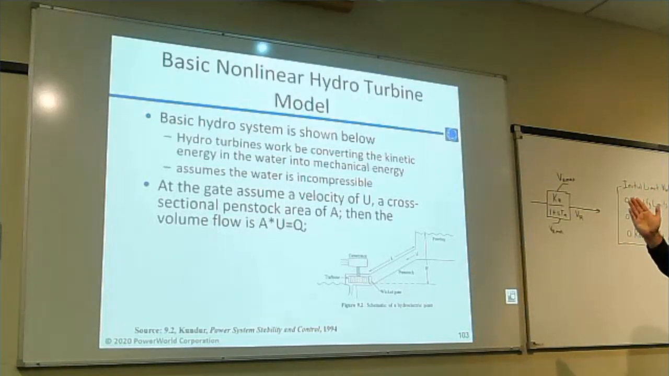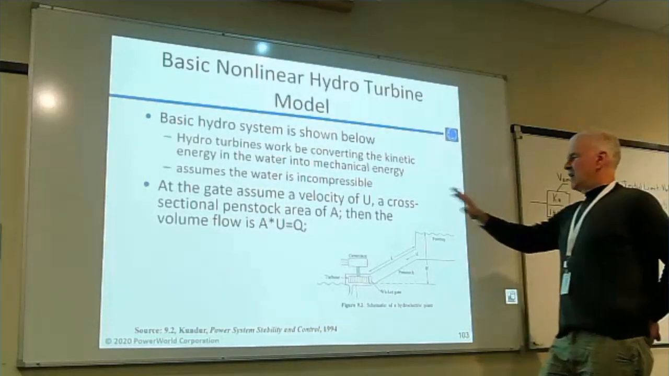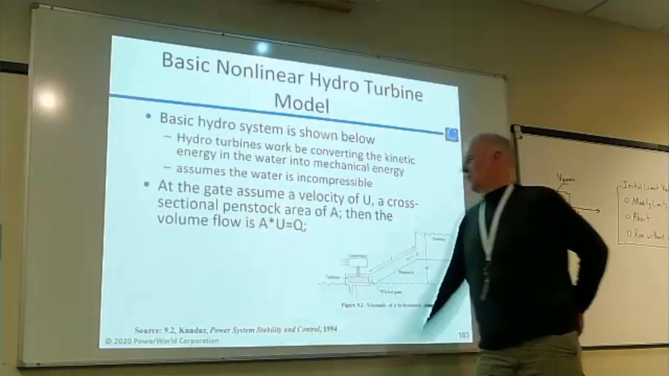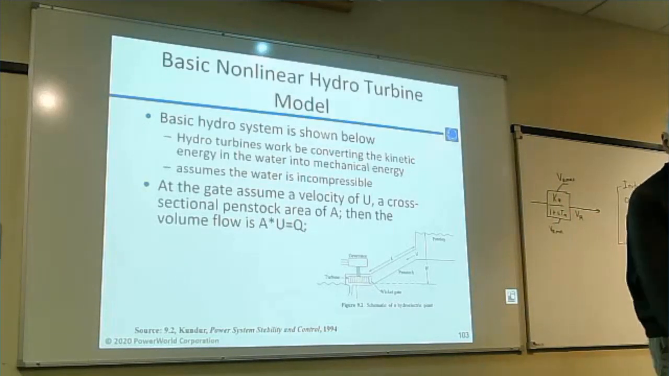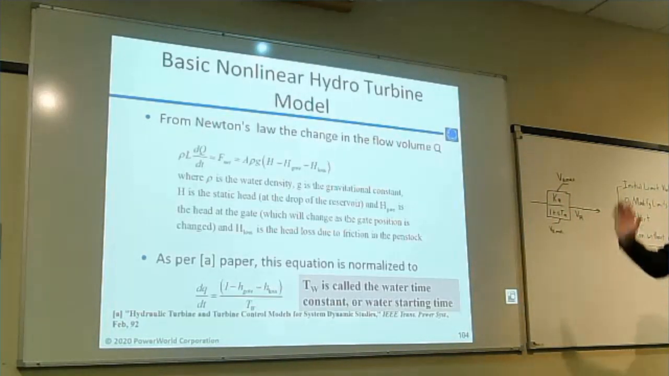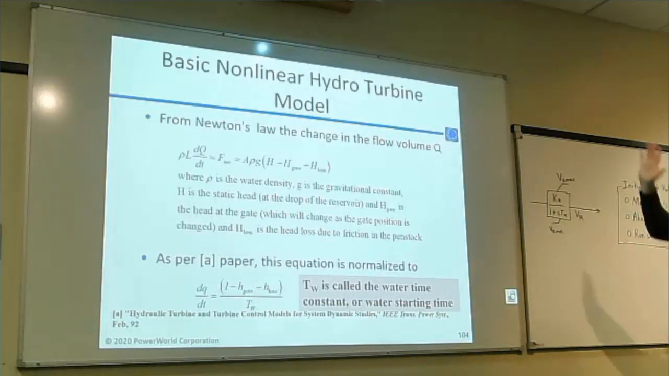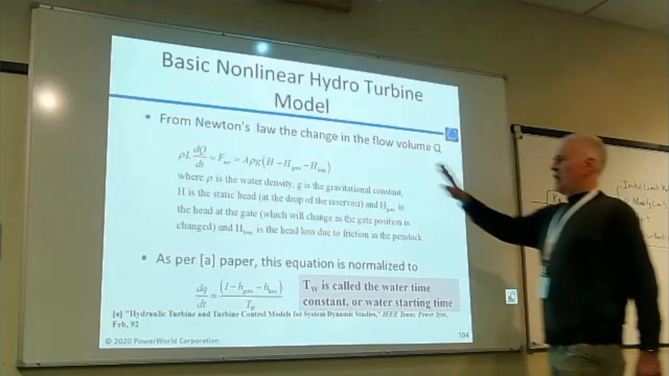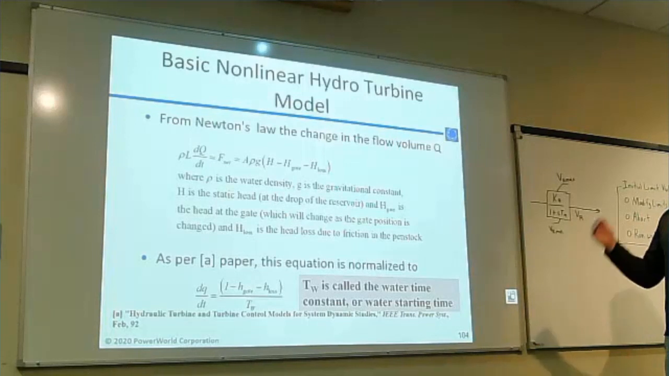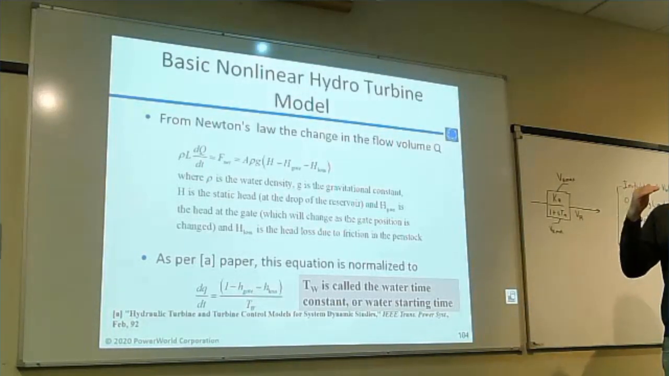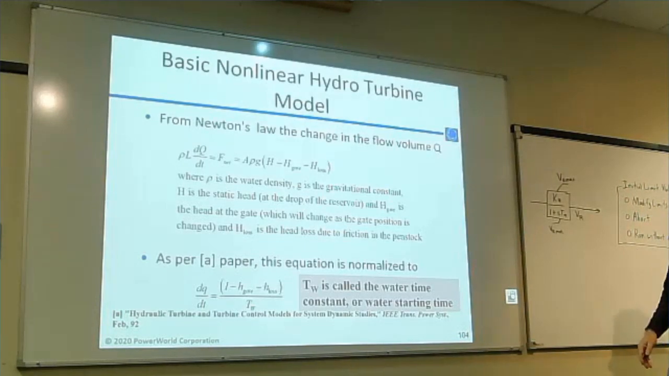The gist is in a hydro system, you've got a total flow, and that's equal to the cross-sectional penstock area times the velocity of the flow, and that's going to give you Q. So Q is the total flow. If you go back to Newton's law that says force is equal to mass times acceleration, you get this equation here, which shows how the net force, which is caused by changing the valve position, affects the water flow, and the water is going to be accelerating or decelerating.